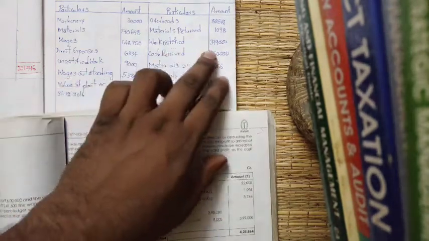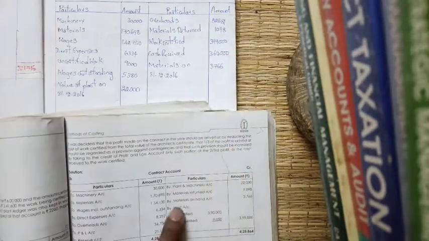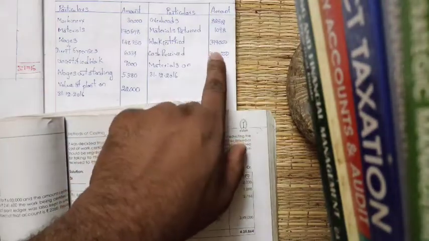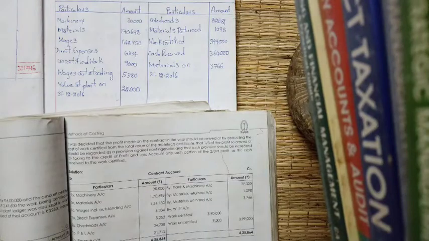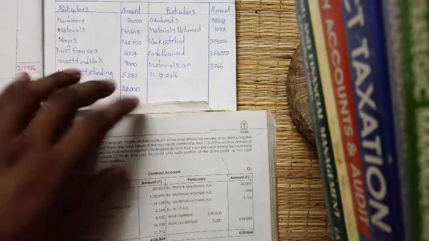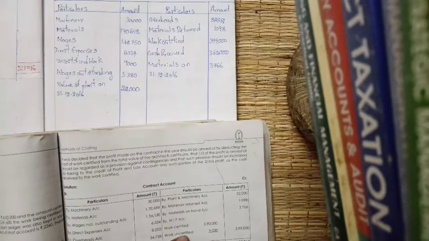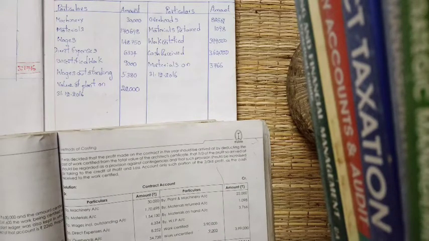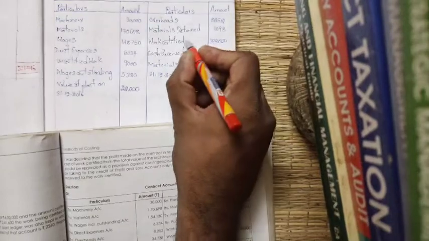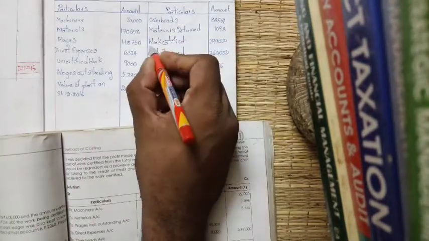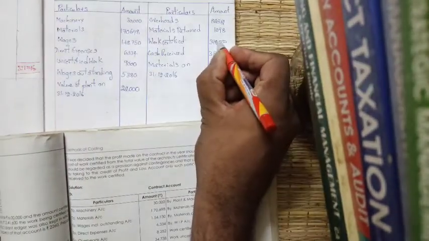Then by work in progress, 3,90,000. That means we need to calculate the work in progress account. Work certified is given as 3,90,000. Work uncertified is 90,000. I will correct the work certified figure as we go through everything.